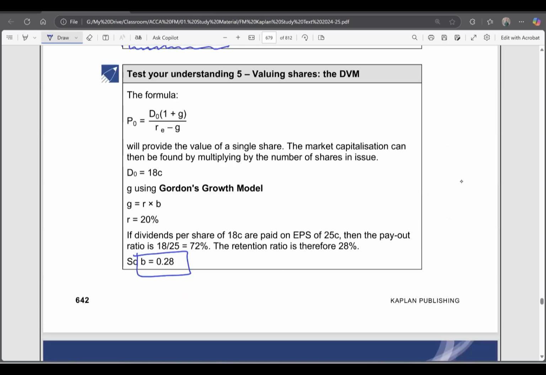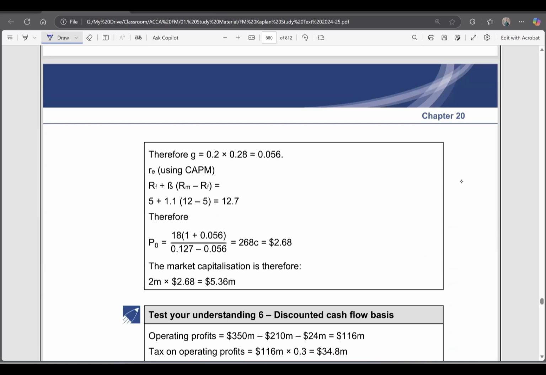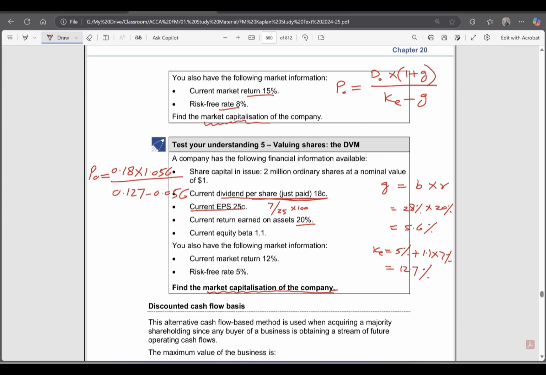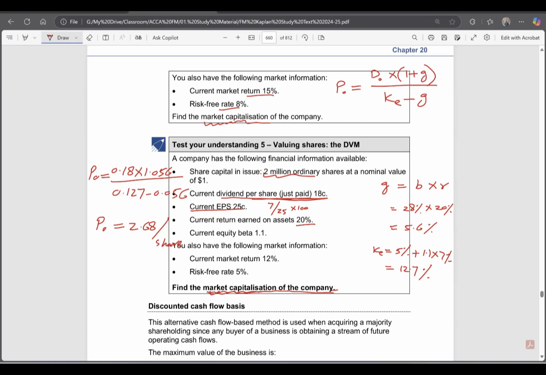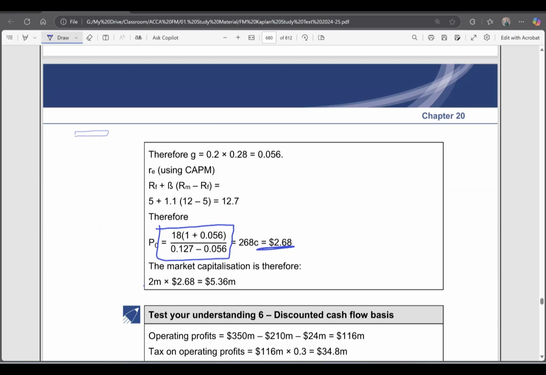Yes, B is 28%. That's what I did. So 268 cent, or $2.68, is our price per share. If you want to find the market cap, multiply with 2 million shares. So $5.36 million is the value of this company. The value of the company is basically the value of equity, right? The value of equity is the value of the company.